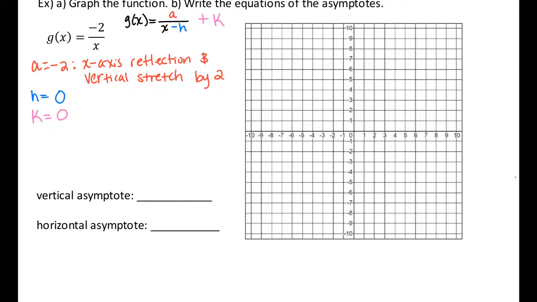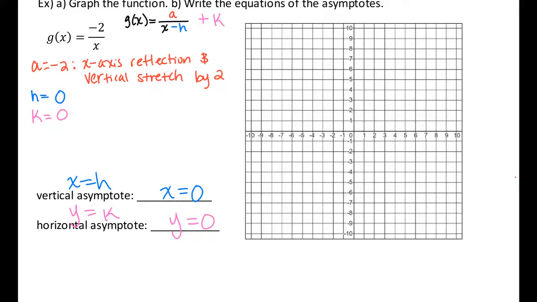So my vertical and horizontal asymptotes, if you remember, the equation for the vertical is x equals h. So in this case, my h is 0. And then the horizontal is y equals k. So I got y equals 0 this time. So just like we did yesterday, I want you to grab your ruler, and then you're going to draw the two dashed lines.